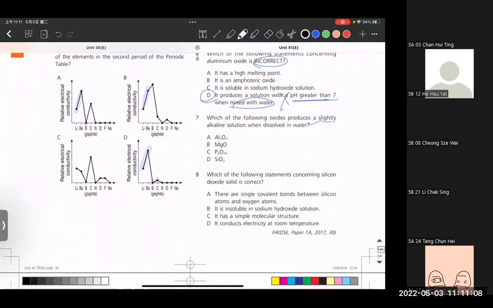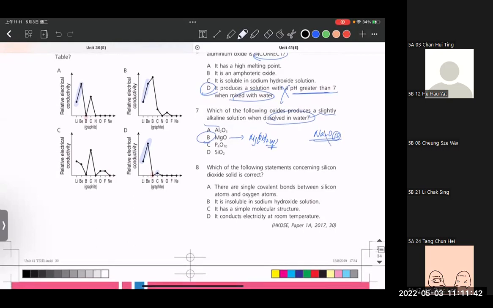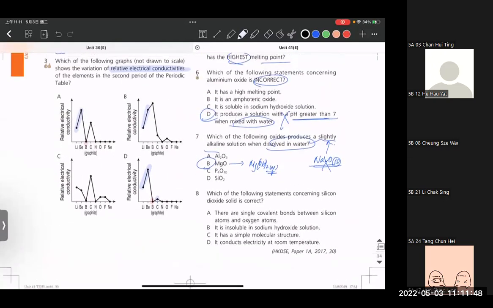Question 7, slightly alkaline solution when dissolved in water, slightly alkaline. So this is the one. So you are going to have Mg(OH)2 with relatively low solubility. So we call that slightly alkaline. But once you talk about Na2O, some chemical just like group 1, for example, the solution formed is a strongly alkaline solution, because it is totally dissolved in water, fully dissolved. So this is not the slightly. It's not slightly.